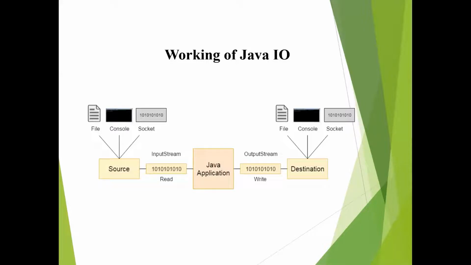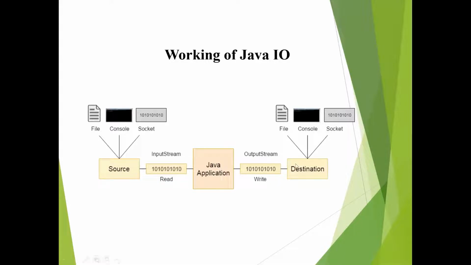To store the data in the persistence media, there should be a way to connect them. So how is this file, the console, or the socket connected to the source? This is done by a stream. My source is connected to the Java application by this stream. A stream can be defined as a continuous flow of data between a Java program and the persistence media.